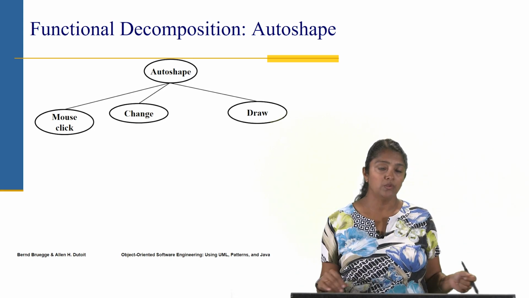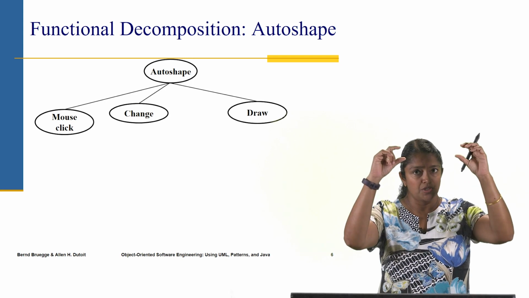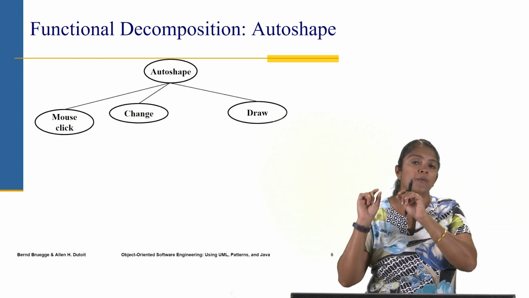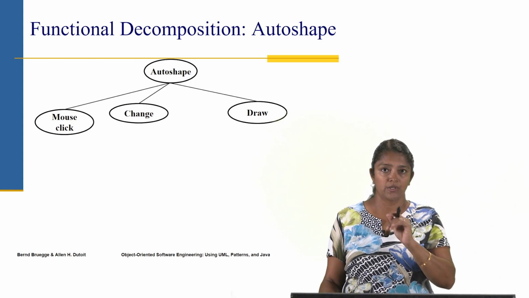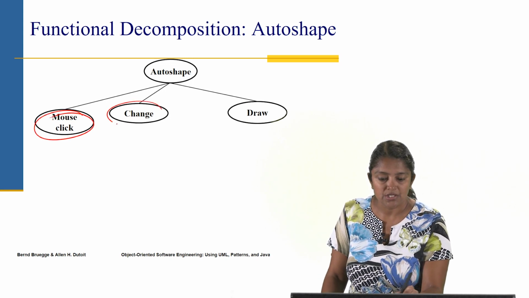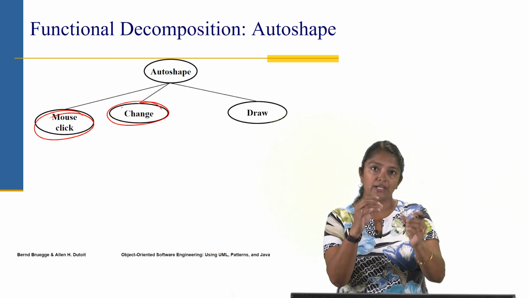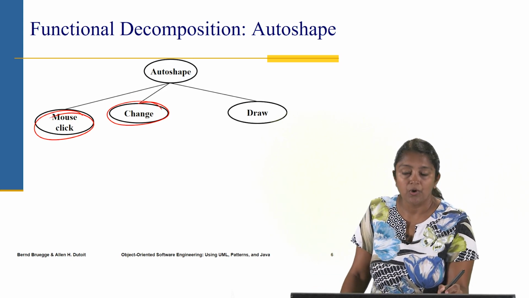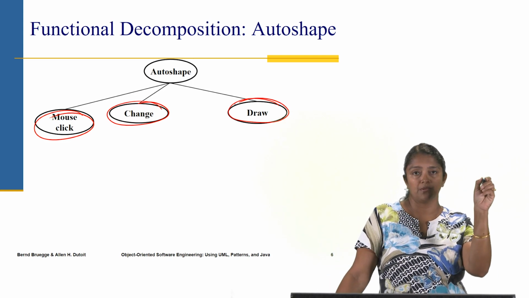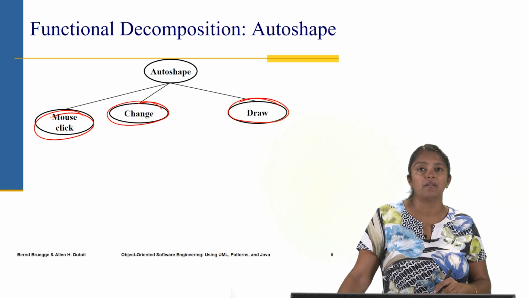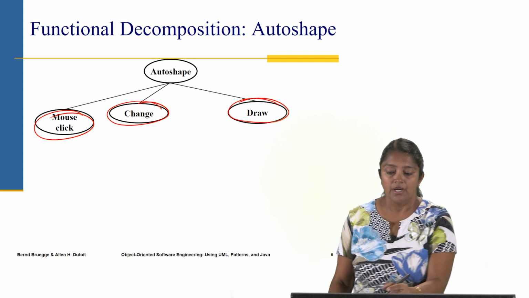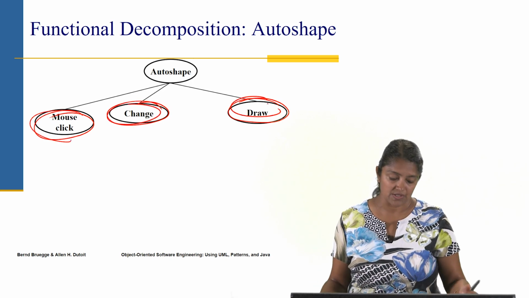So again, breaking it down in terms of functionality. We have the auto shape feature. What can it do? The sub functions that it provides are, there's the click functionality, so you can click on the shape and select it. That's the mouse click. You can change the shape, so you can select it and drag it to change its size or its position even. And then there is the ability to draw the shape. So you are able to select a shape and then draw it on the editor. So we've broken down our overall auto shape feature into 3 smaller sub functions.